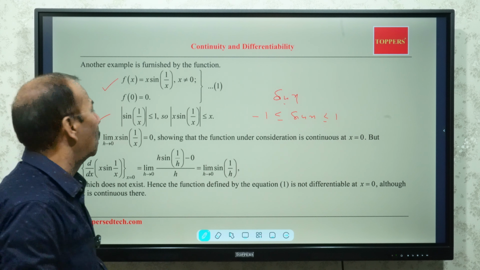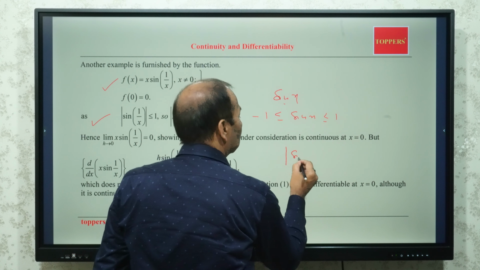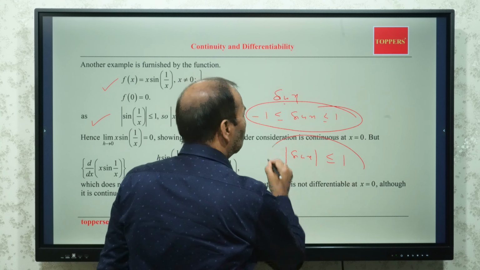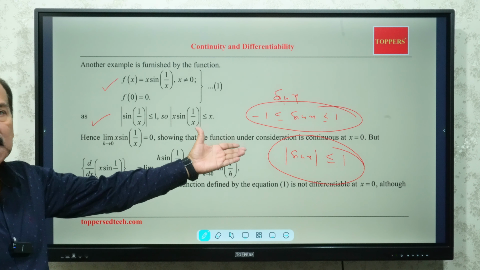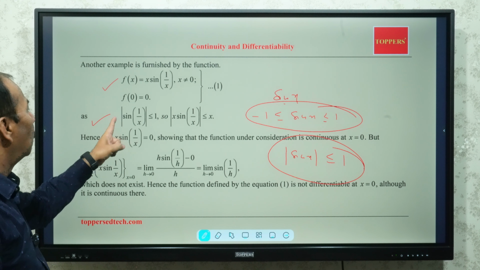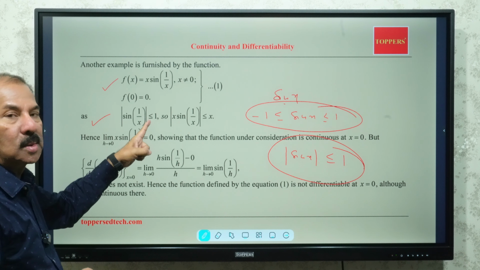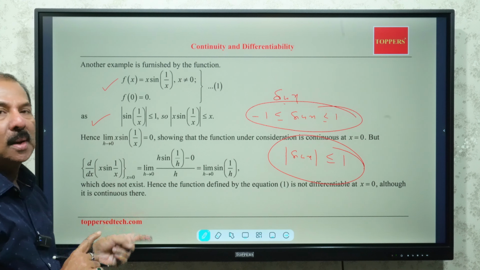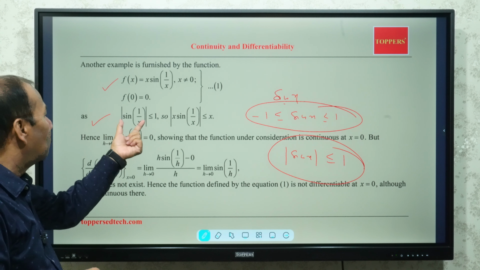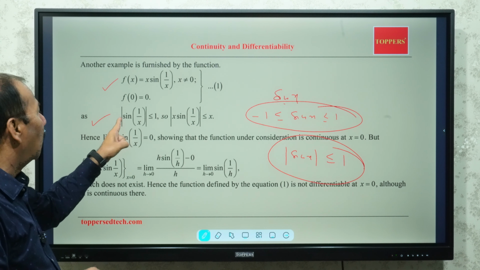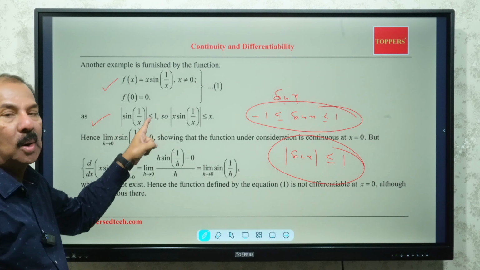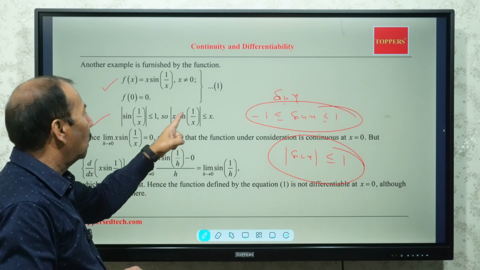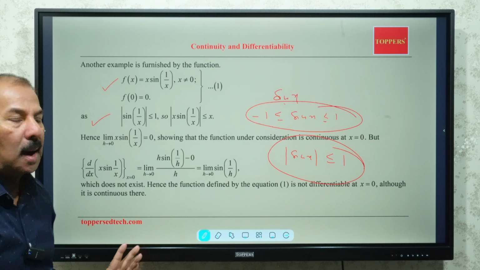So same thing, you can write this as mod of sine x less than equal to 1. Either you write in this form or you can write in this form. So just using that, we can say mod of sine 1 upon x less than equal to 1 means minus 1 less than equal to sine 1 upon x less than equal to plus 1. So corresponding to this, if it is multiplied by x, this interval will also get multiplied by the same x. So here mod of x sine 1 upon x less than equal to mod x.